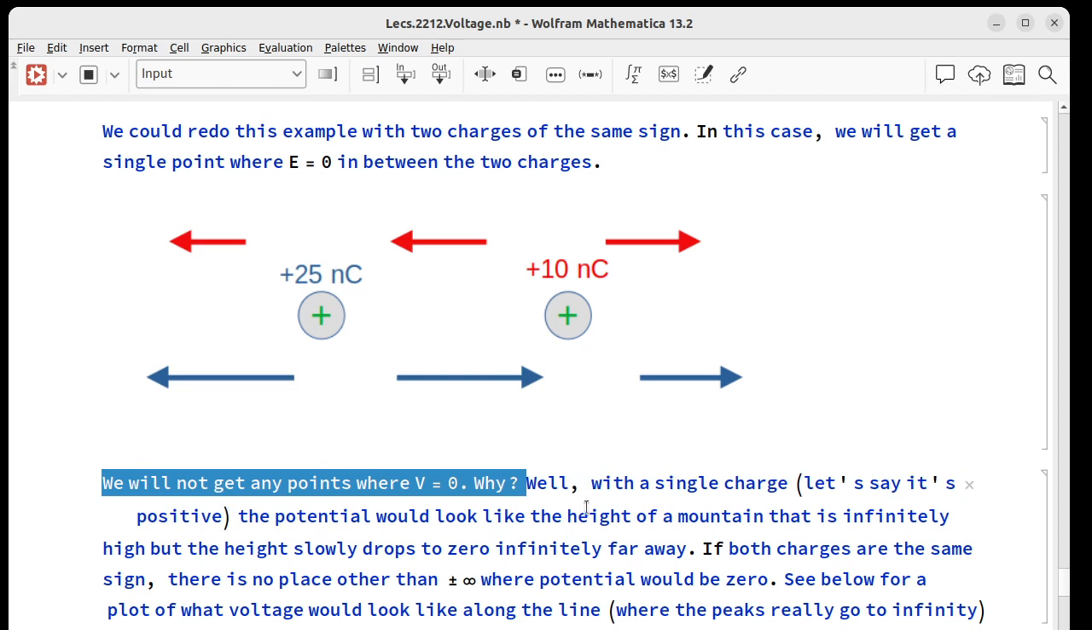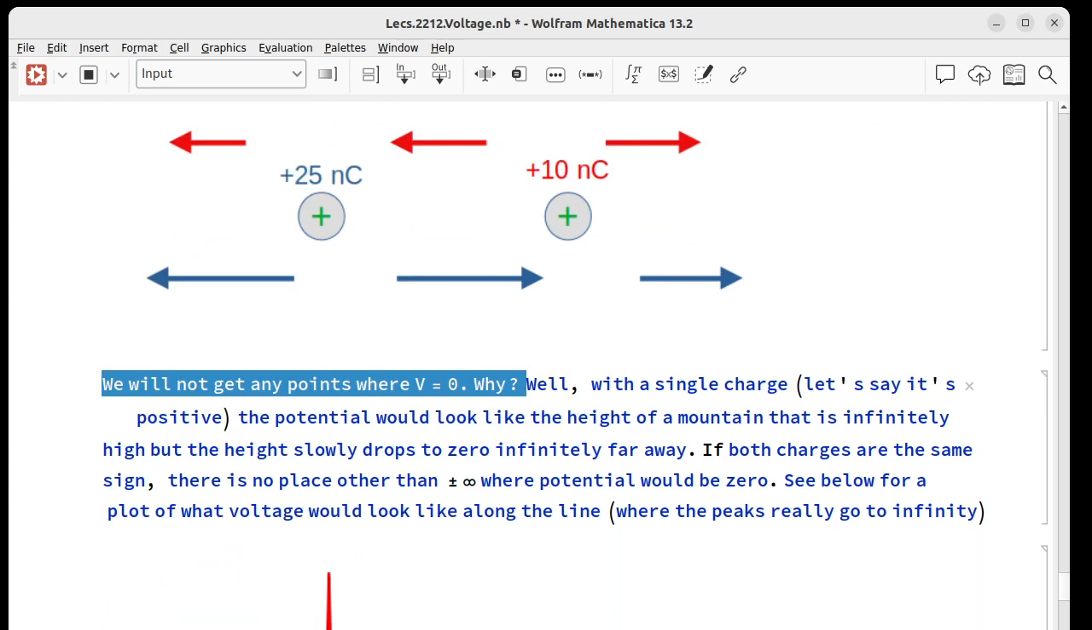Why is that? Well, if we have a single charge that's positive, the potential is going to look like the height of a mountain infinitely high, but the height slowly drops to 0 infinitely far away. If both charges are the same sign, there's no place other than plus or minus infinity where potential would be 0. You can look here for a plot of what voltage would look like along the line, where we have infinitely high peak here, going down to near 0 but not reaching it, infinitely high peak here, and again dropping off.